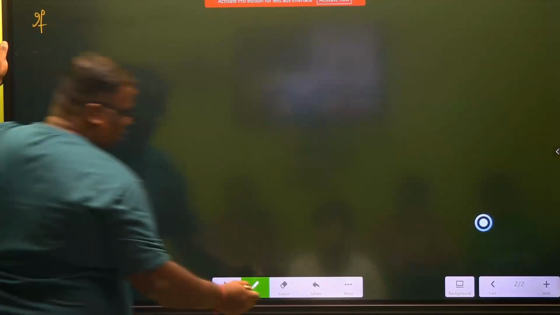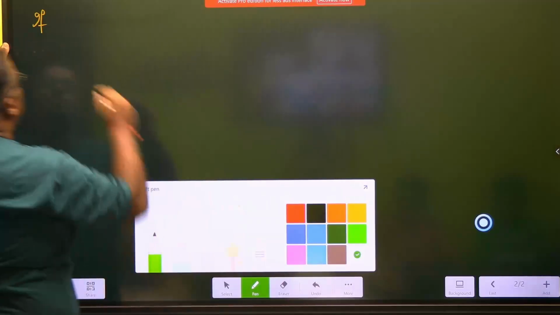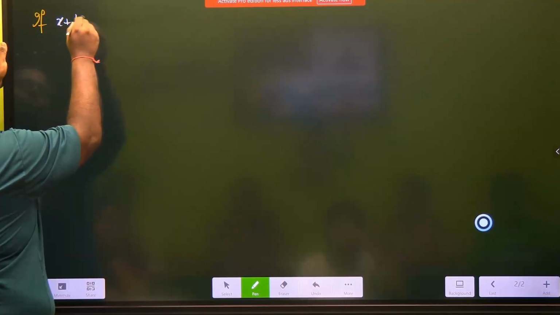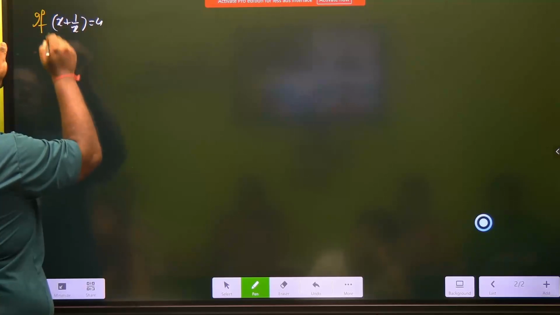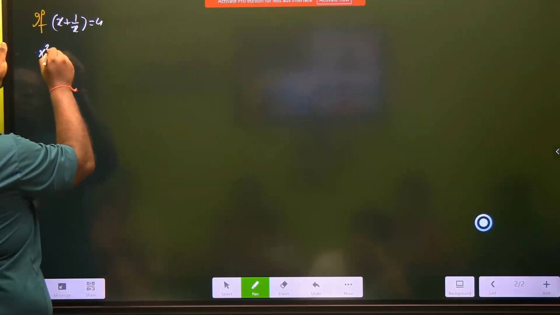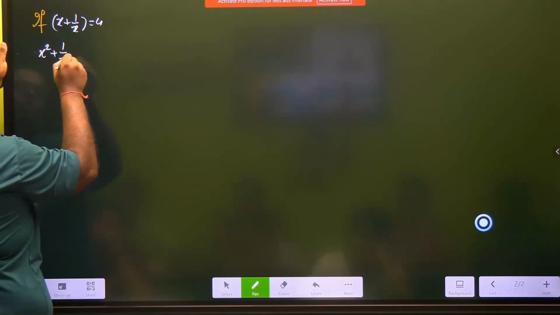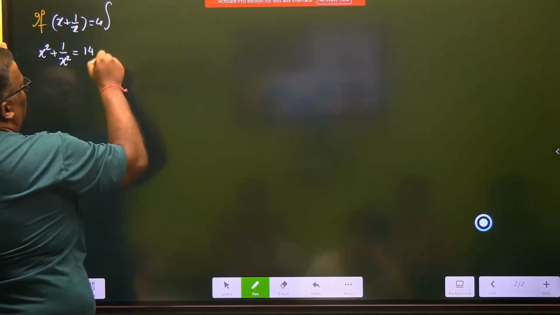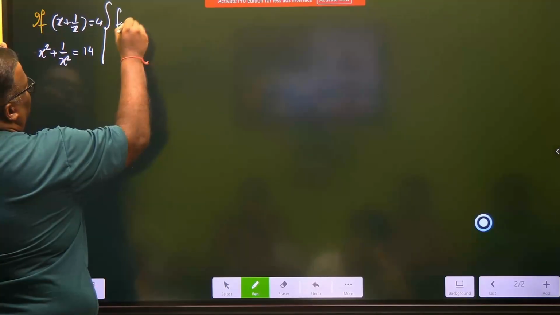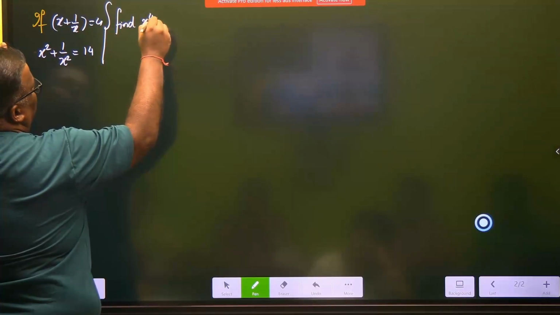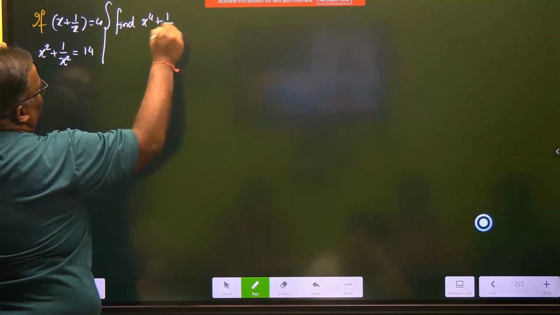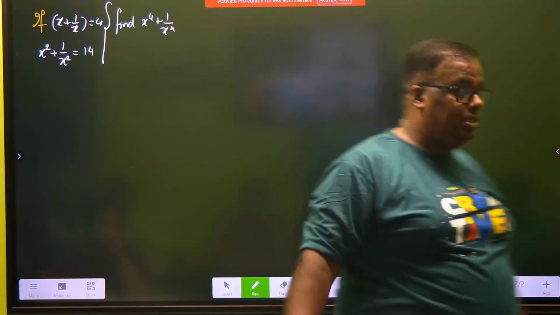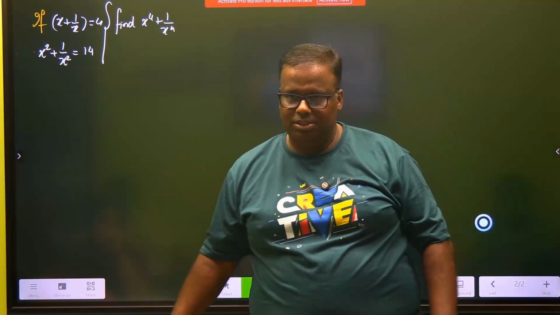As I change the screen, I'll write the question again, and you will not write, you just follow the problem. What were we given? X plus 1 by x is equal to 4, right? And the previous problem we solved, x square plus 1 by x square is how much, beta? 14. This is what I've solved. And now we are going to find the value of x4 plus 1 by x4. Do you agree? This problem you cannot do unless and until you have done the first part.